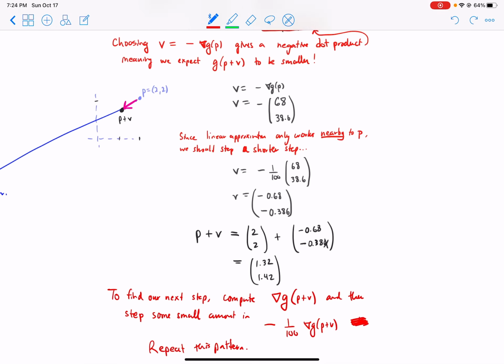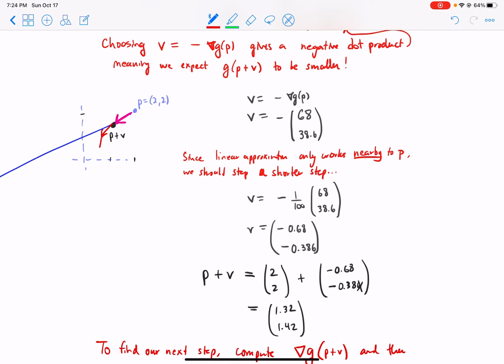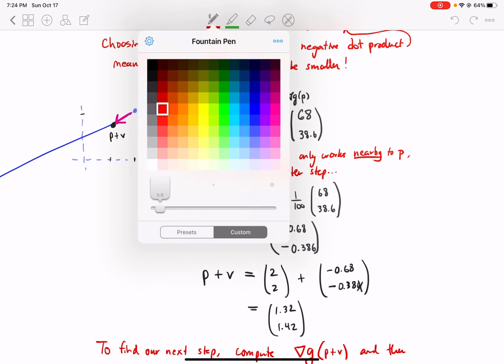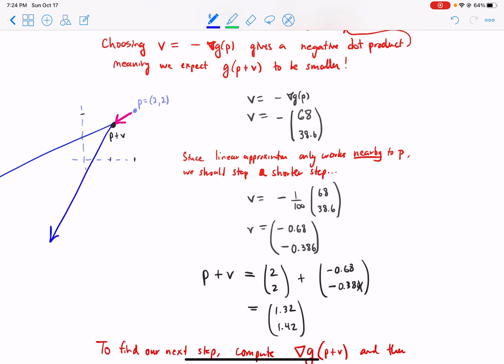Okay, and that's how we sort of try to find the minimum. The gradient at p plus v will most likely be pointing in a different direction. And so then our next step will be some small amount in that direction. And so maybe I'll even add that, grad g at p plus v points in a new direction. So each step we're sort of moving around, and we'll hopefully find the minimum.